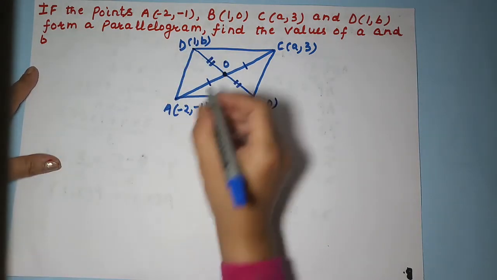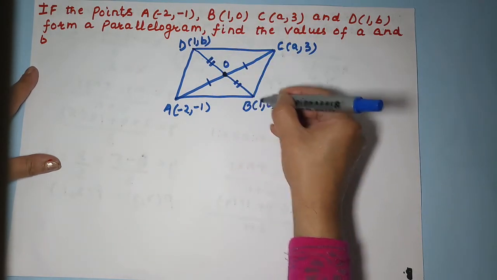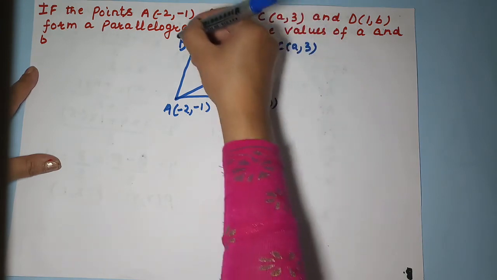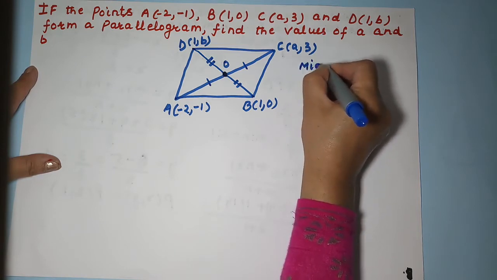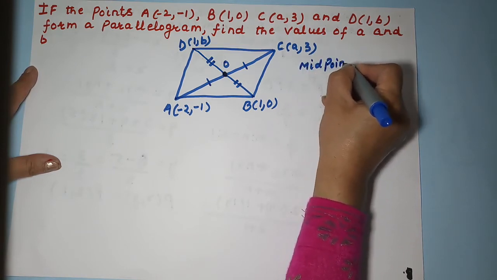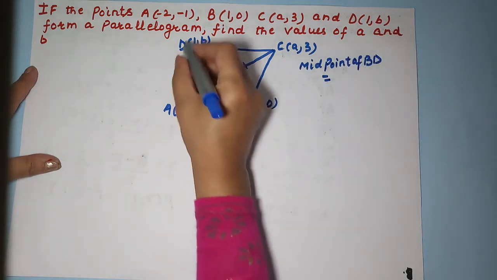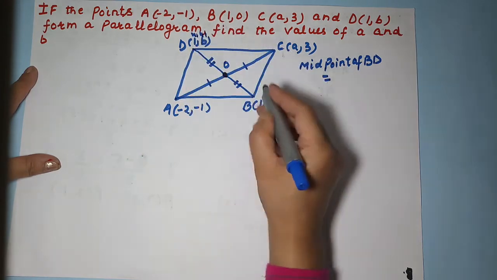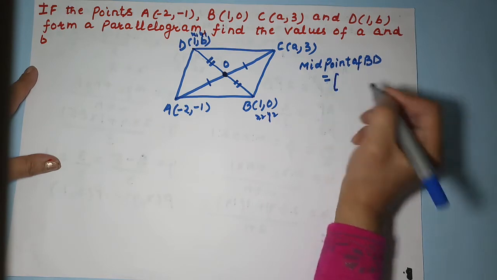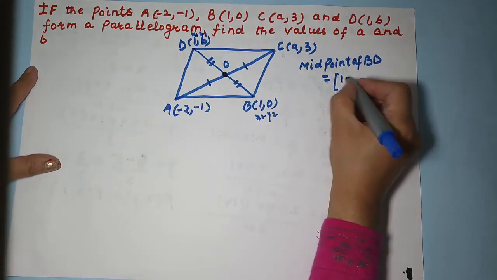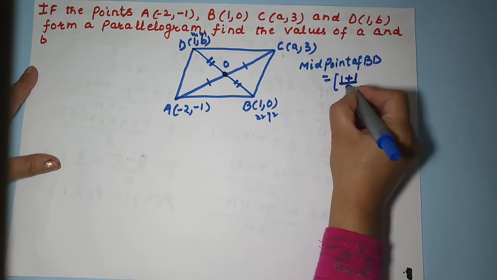Let's first calculate this O, the midpoint of diagonal DB. We know how to calculate that. If this is (x1, y1) and this is (x2, y2), the x coordinate is (x1 plus x2) by 2. What is x1? 1. Plus, what is x2? 1. Divided by 2.